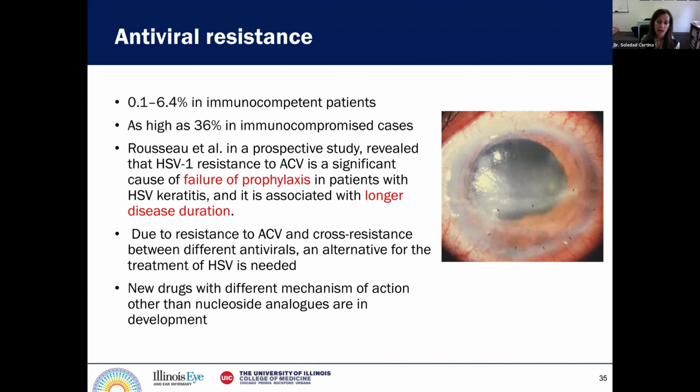And so a lot of us, when we have a patient that is on appropriate prophylaxis and they have a recurrence with HSV, may decide to keep them on a higher dose of prophylaxis from that point on. So this is something that could be done. However, I think, due to acyclovir resistance and this cross resistance between the different antivirals that are now on the market, an alternative drug with a different mechanism of action for HSV is largely needed.